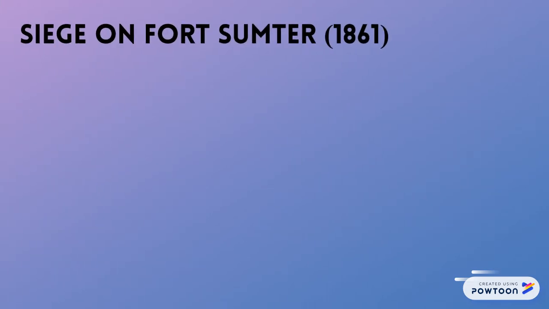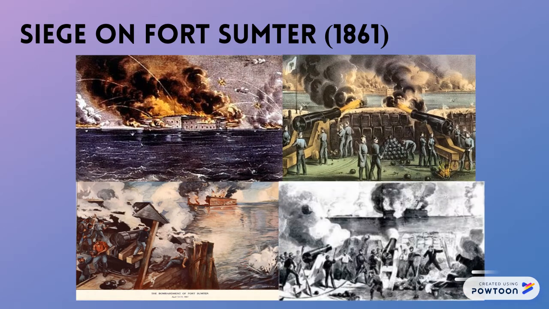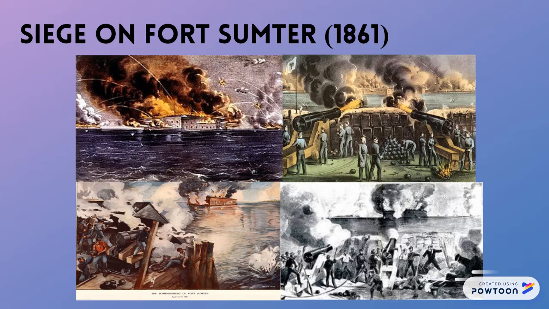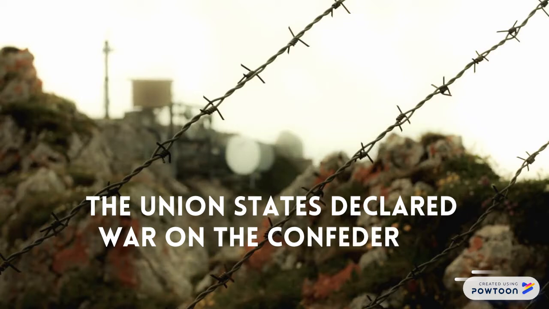Lastly, the final trigger for the war was the siege at Fort Sumter. On April 12, 1861, Confederate forces attacked the Union fort in Charleston, South Carolina, and bombarded the stronghold for 34 hours. 2 days after this event, the Union States declared war against the Confederate States.